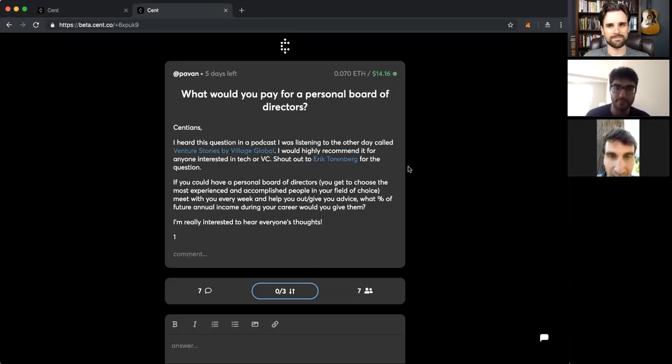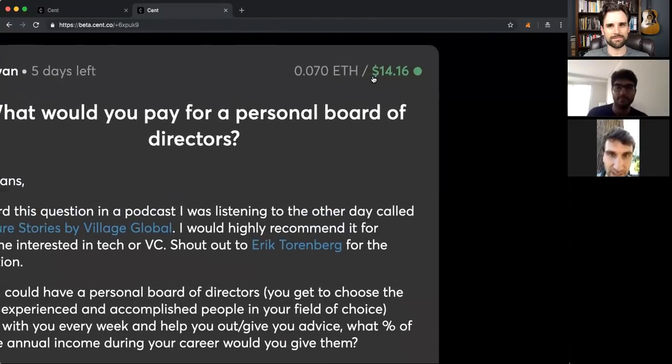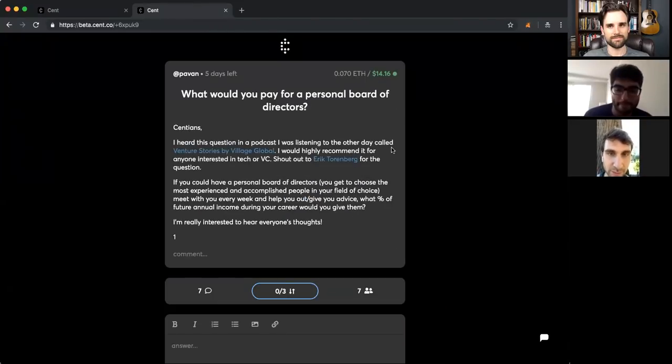They've added a 0.07 ETH bounty, which essentially, again, is an offering to incentivize responses. And we show the automatic conversion of the current price of ETH.